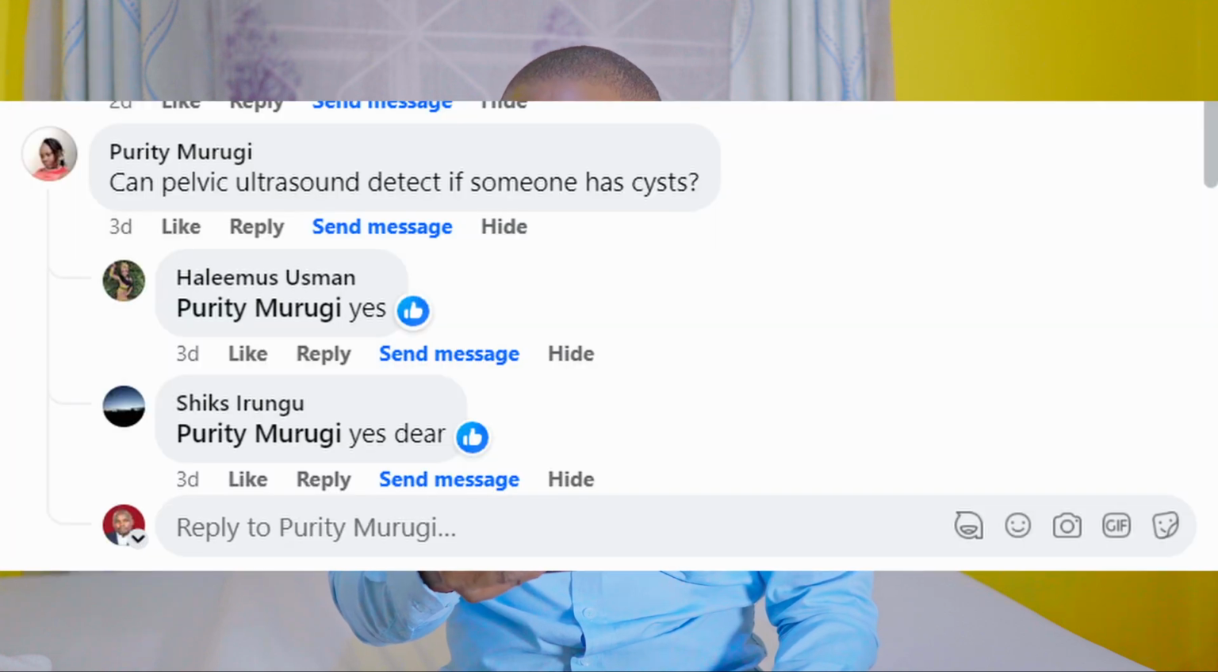Can a pelvic ultrasound detect if one has cysts? Yes, it does actually. One thing you have to understand, anything when it comes to your gonads, ladies, where you have your reproductive system, and men the same, you're not supposed to have any radiation imaging around that area because it can endanger your eggs. So it's a very, very sensitive area. So ultrasound is what is usually used most of the time. So it can be able to detect that.